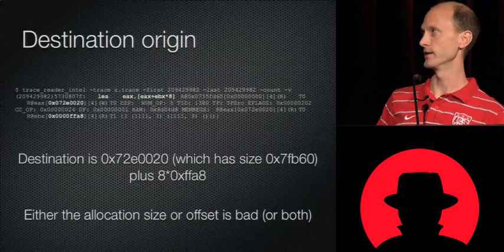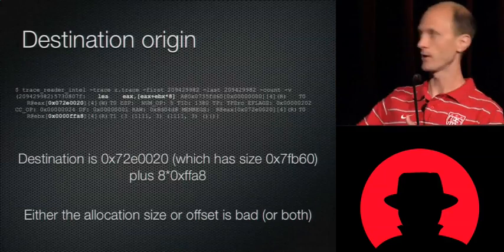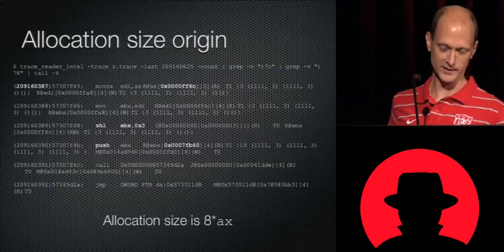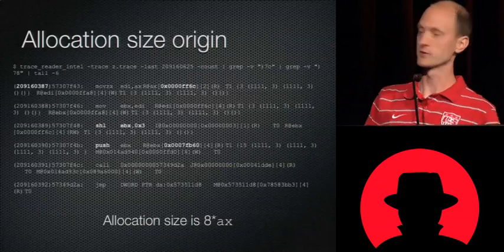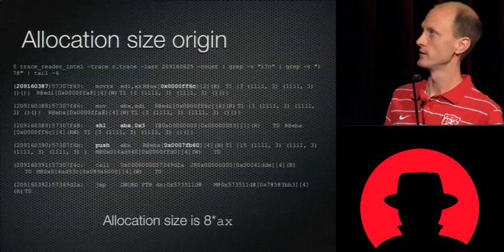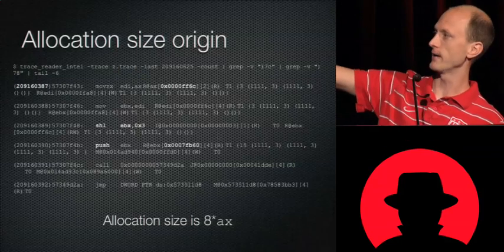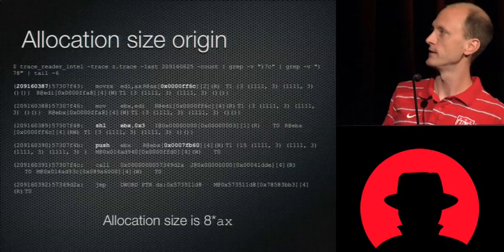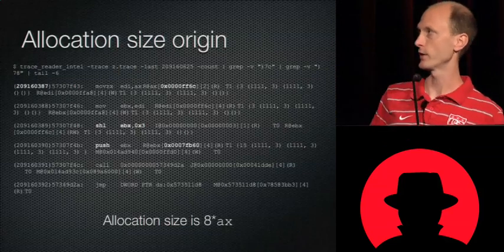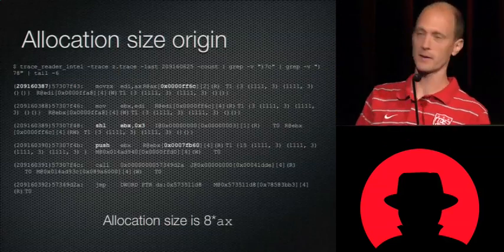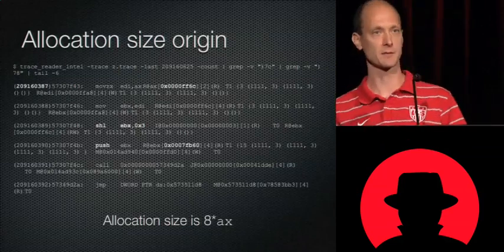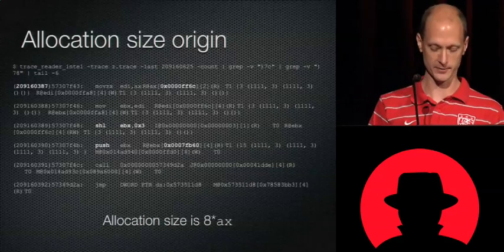Right? So either the size of the allocation was too small or the offset was too big. One of those 2 things went wrong. So let's look and see which of those 2 it was, if either. So the allocation size, let's check that out, so we can see where that came from. It was pushed there. It came from AX, which was FF6C times 8. Okay, so whatever AX was, we multiplied by 8, and that's the size of the allocation. And again, we knew where this allocation occurred, which sometimes is hard to figure out, thanks to Alloc Reader.